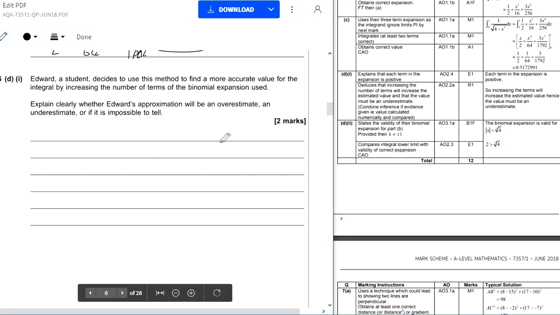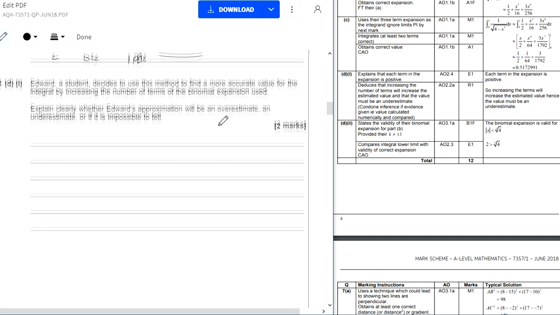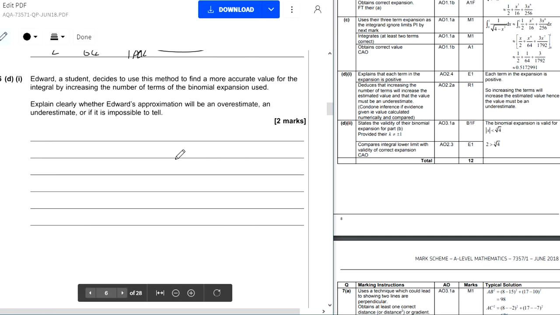Actually, before we look at the expansion, let's try to see what the question is asking. Explain clearly whether Edward's approximation will be an overestimate, underestimate, or impossible to tell. So those are 3 options: over, under, impossible. Now, usually it's not impossible to tell. So that's kind of my last resort. That's the one I'm trying to prove last. I'm going to look at overestimate and underestimate first.